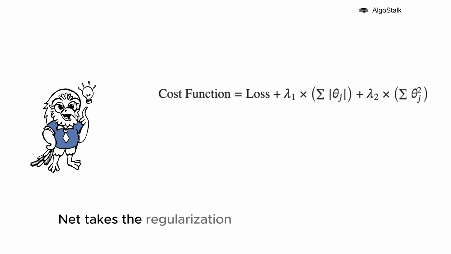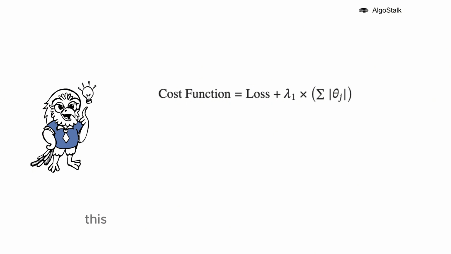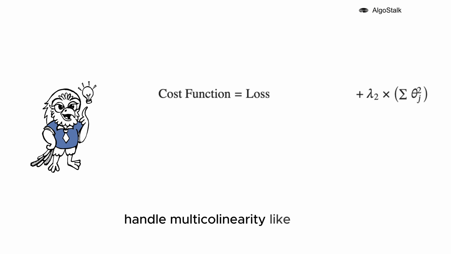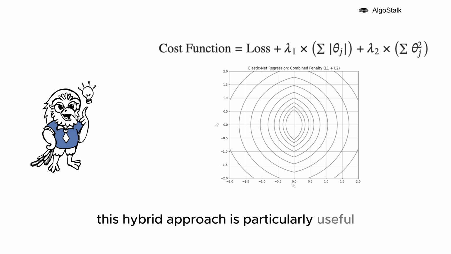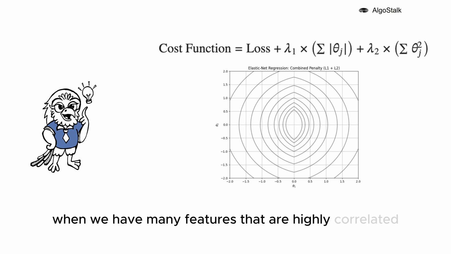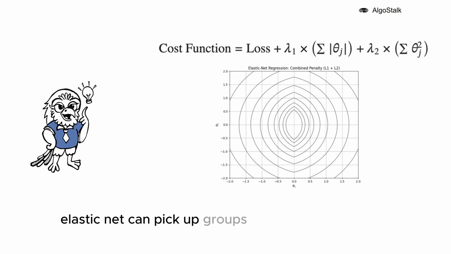Elastic-Net takes the regularization techniques of both Ridge and Lasso and combines them into one unified approach. This means it can shrink coefficients like Lasso, effectively eliminating irrelevant suspects, while retaining the most important ones. It can also handle multicollinearity like Ridge, ensuring that when suspects are correlated, they are still appropriately managed without being completely discarded. This hybrid approach is particularly useful when we have many features that are highly correlated. Elastic-Net can pick up groups of correlated suspects, ensuring that the model remains robust while simplifying our case.